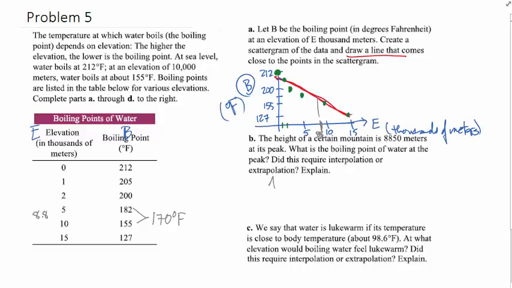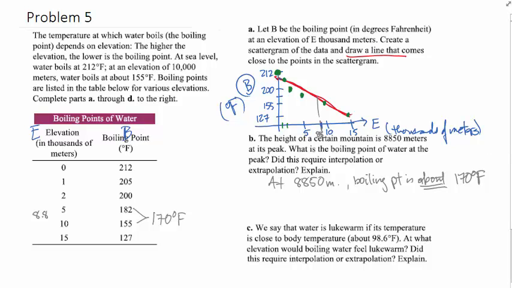So at 8,850 meters, the boiling point is about 170 degrees Fahrenheit. And, you know, this is an approximation.